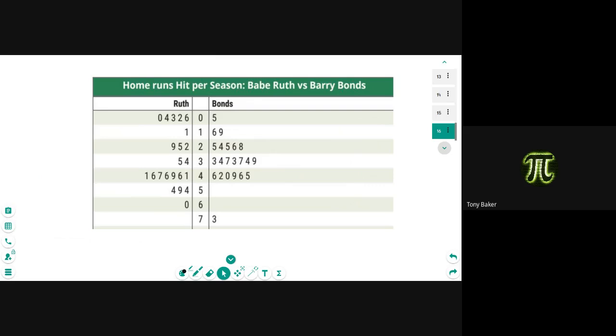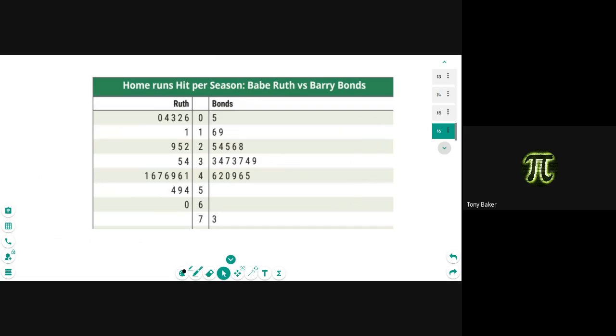So if you like baseball, you know that Babe Ruth had the home run record. Now Barry Bonds has the home run record. At one point, Hank Aaron had the home run record in between there. Actually, no, Hank Aaron never had the single season home run record.